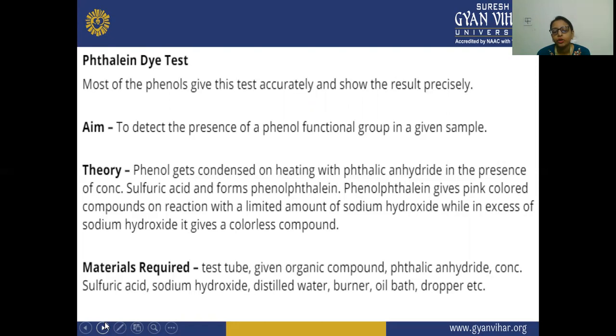The materials required are test tubes, the given organic compound or unknown sample, phthalic anhydride, concentrated sulfuric acid, sodium hydroxide, distilled water, a burner, because we have to heat the phenol, an oil bath, and a dropper. We require these things.